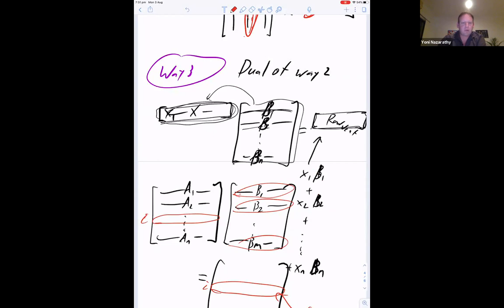Okay, so you can actually try to implement this function with way two and with way three, which would be a different implementation. Some aspects of this might be part of your homework.